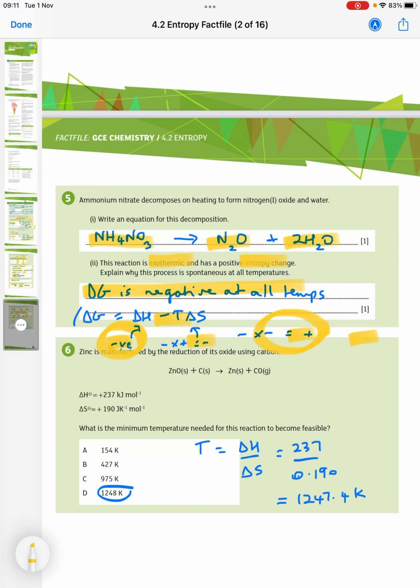And finally, zinc is manufactured by the reduction of its oxide using carbon, with the equation ZnO, which is a solid, plus carbon gives you Zn plus CO gas. So delta H is plus 237, delta S plus 190. We have to plug that into the equation. What's the minimum temperature needed? So T equals delta H over delta S. Delta H 237, delta S we have to convert, so it's 0.190, and the result is 1247.4 Kelvin, so 1248. And that's that.